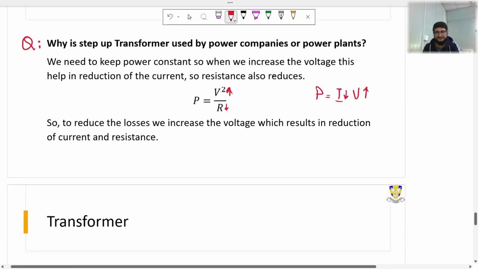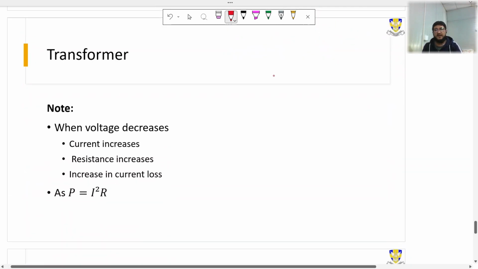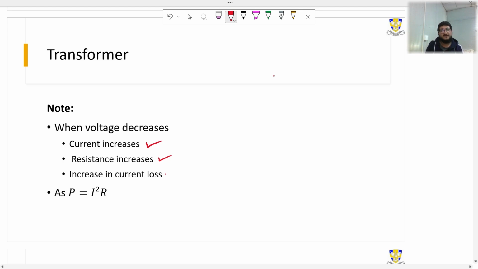Okay. Now, what happens when the voltage decreases? अब क्या होता है? So first, the current increases, second, the resistance increases, and as the resistance increases, there is going to be an increase in the current loss. ठीक है? So now over here, ये equation आपको सिर्फ समझाने के लिए है that we have another type of equation for the power. Okay? So this is the explanation of the transformer.